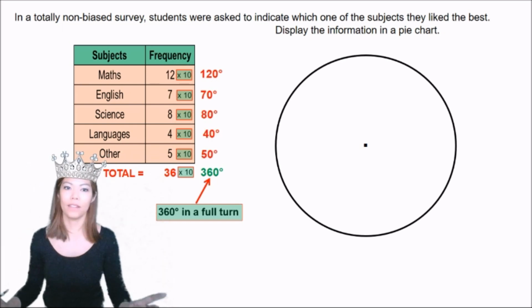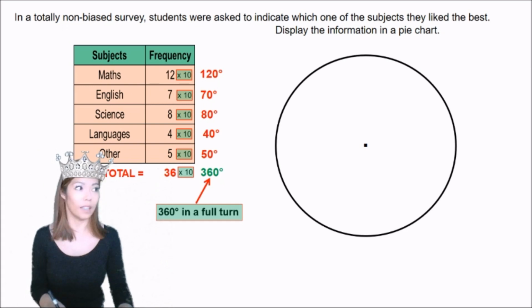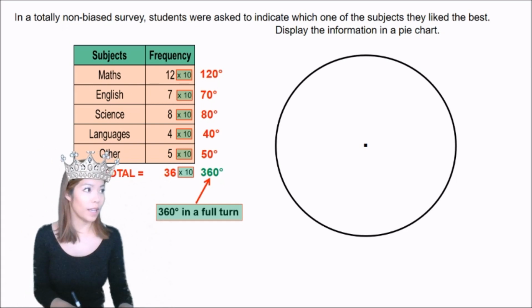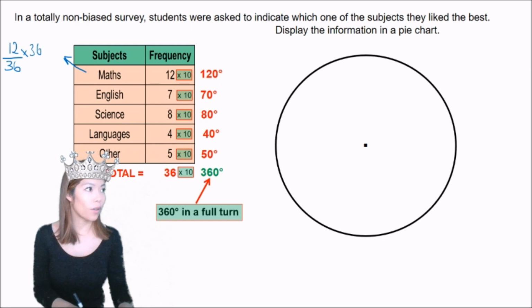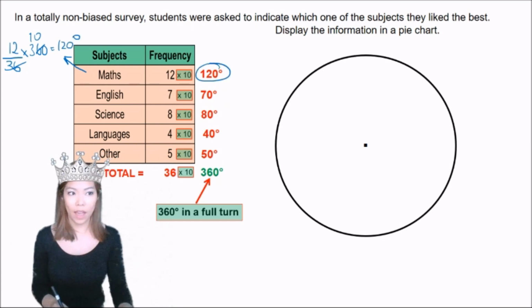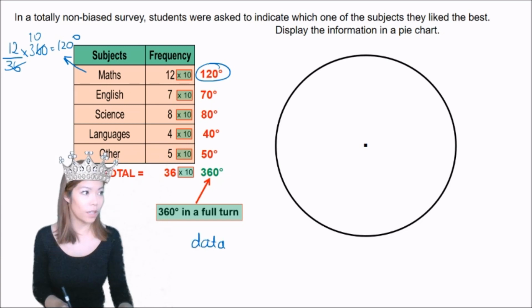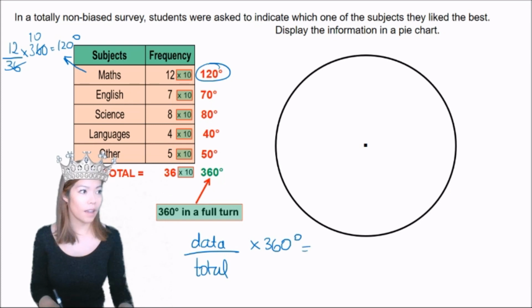If finding a pattern scares you, what you can always do is take the value that you're looking at, for example, for maths it is 12, and put it over the total, which is 36, and then multiply by our 360 degrees, which gives us 120. So it gives us the same value. So if you're ever worried, all you have to do is take the value of your data, whatever it is, divide by the total, which in our case was 36, and then multiply by 360 degrees to give you the angle that you need to draw for that particular data.